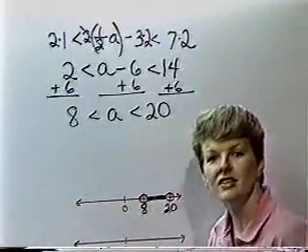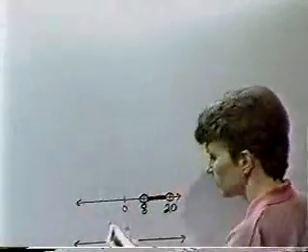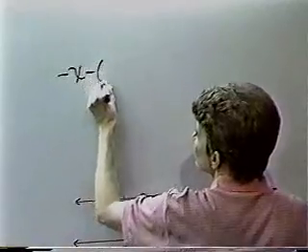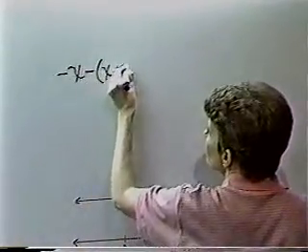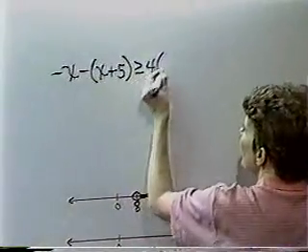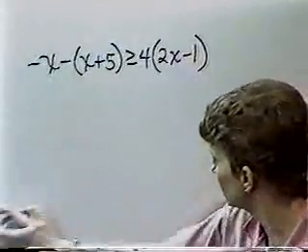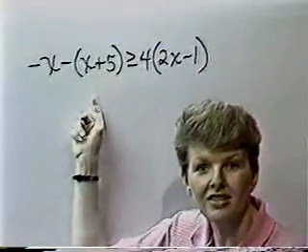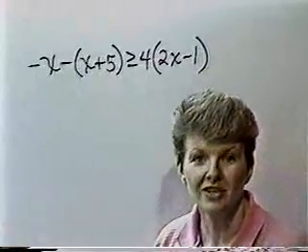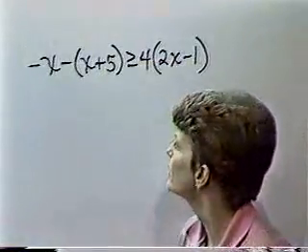Let's look at one last example of a linear inequality. Let's solve this. Negative x minus, in parentheses, x plus 5 is greater than or equal to 4 times, in parentheses, 2x minus 1. Not a compound inequality this time, a linear inequality. All right, no fractions or denominators other than 1. We do have parentheses, so let's remove the parentheses.